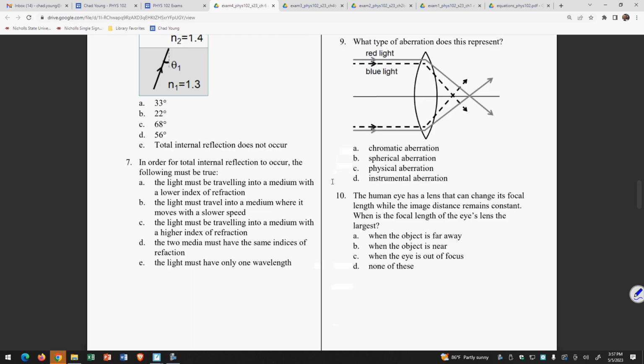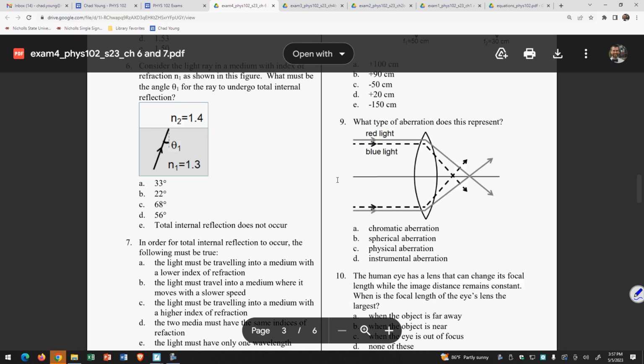So number 9, when it's dealing with the color, is chromatic. And if it's not color, it's spherical. Right. Chromatic means color. So if you see colors, that's chromatic.